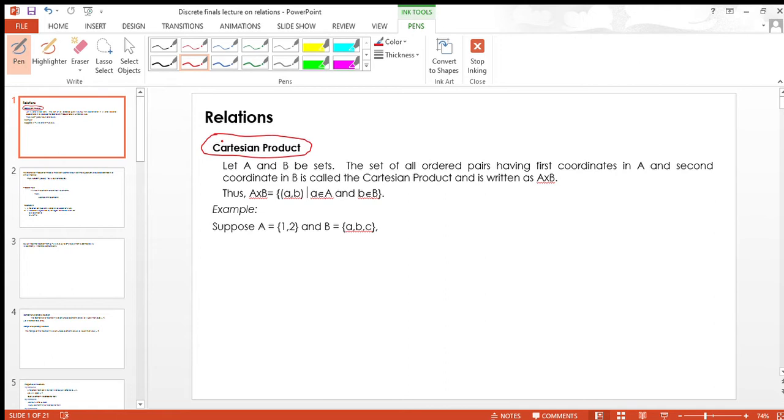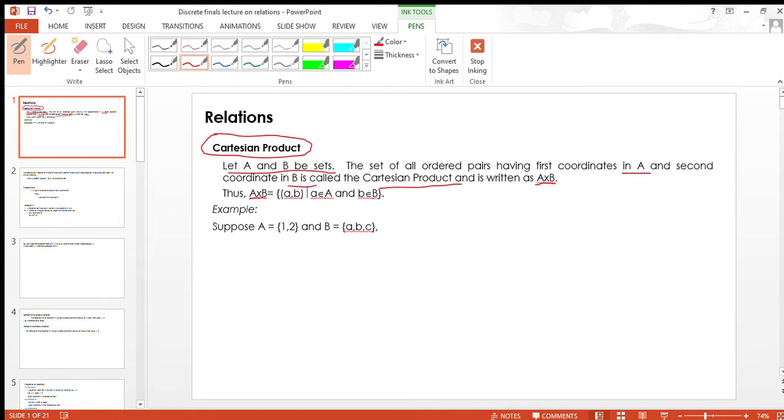Normally, you have encountered the Cartesian product when you are dealing with your Cartesian plane. If you get your points on the Cartesian plane, it will always have ordered pairs, right? So for your Cartesian product, if you now consider two sets A and B, the set of all ordered pairs having the first coordinate in A and the second coordinate coming from B gives you your Cartesian product, written as A times B or A cross B.